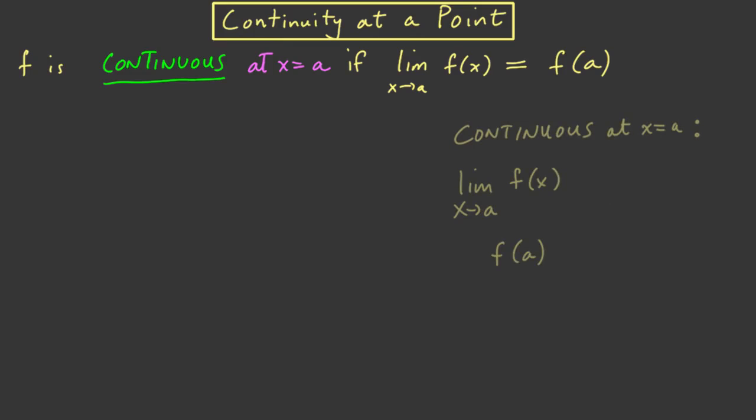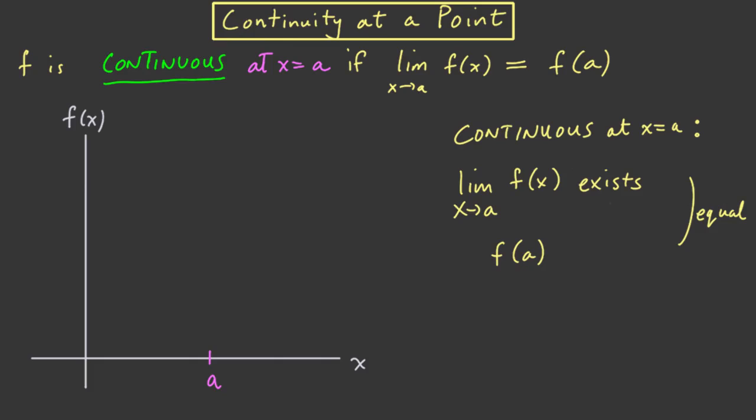So back to the definition. We need the limit and the value to be equal. In particular, they both need to exist. Graphically, that's going to look like this. f of a has to exist, so we have to have a point at x equals a somewhere. And then the limit as x approaches a has to equal this same value. So when we come in from the left, we have to approach that value, and also coming in from the right, same thing. The overall limit has to equal that value. So that's basically what being continuous at the point x equals a has to look like.